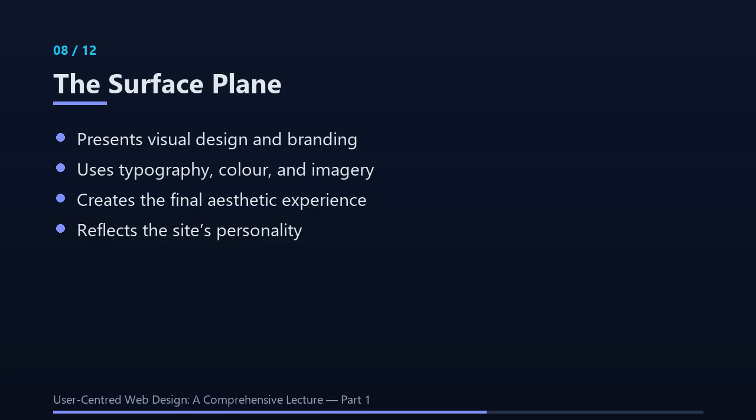For example, a contrasting color on a primary button signals its importance, while ample white space around text improves readability. The surface also incorporates branding elements, ensuring that the site feels cohesive with the organization's overall image. Ultimately, the surface is the final polish that turns functional architecture into an engaging, memorable experience.